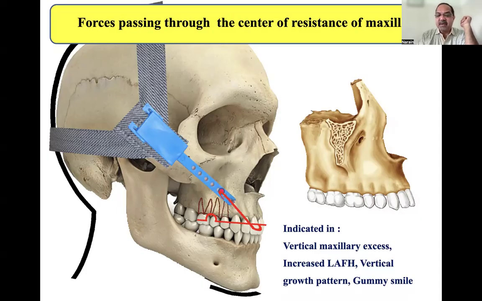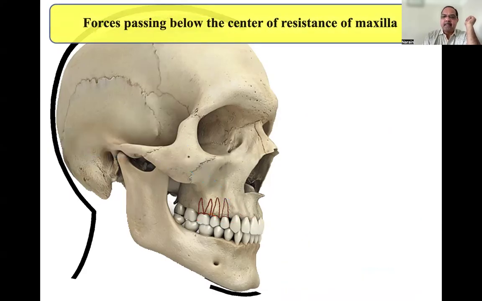In situations where you have a vertical maxillary excess, increased lower anterior facial height, vertical growth pattern, and a gummy smile, this is indicated. You don't have to really mug up all these. If you know the movement that occurs with the maxilla, then you will know where it is indicated.